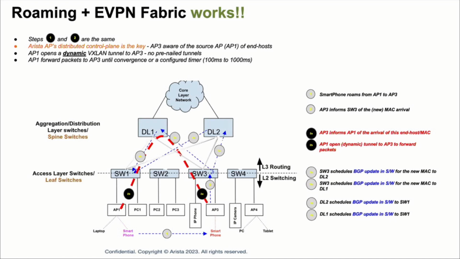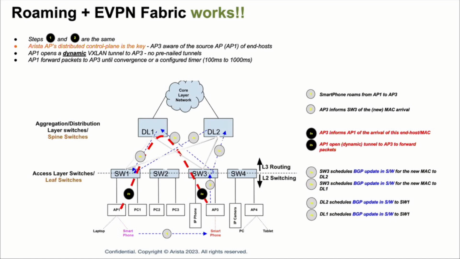Really what it's doing is, because we have a distributed control plane, every time a client roams, we know where this client came from, which AP it was part of. All we are telling that AP is, hey, the client that you had, I have it now. Once I inform, AP1 opens a dynamic VXLAN tunnel. Stress the word dynamic, because if I have n APs, I don't have to have n times n-1 pre-nailed tunnels. These are what we call dynamic tunnels. They get created when they're needed, and they get destroyed when the packet flow stops. So it's not pre-nailed.